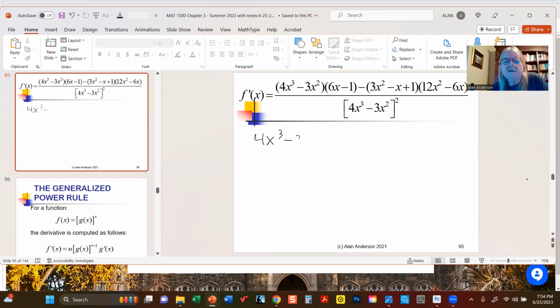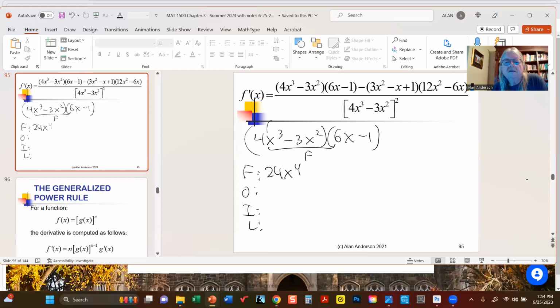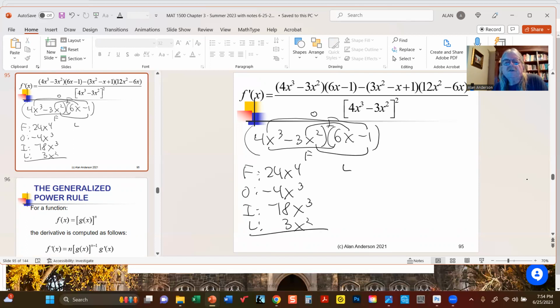Now, these can actually be solved with FOIL. This is 24x to the fourth, negative 4x cubed, negative 18x cubed, positive 3x squared. So this first expression is 24x to the fourth minus 22x cubed plus 3x squared.